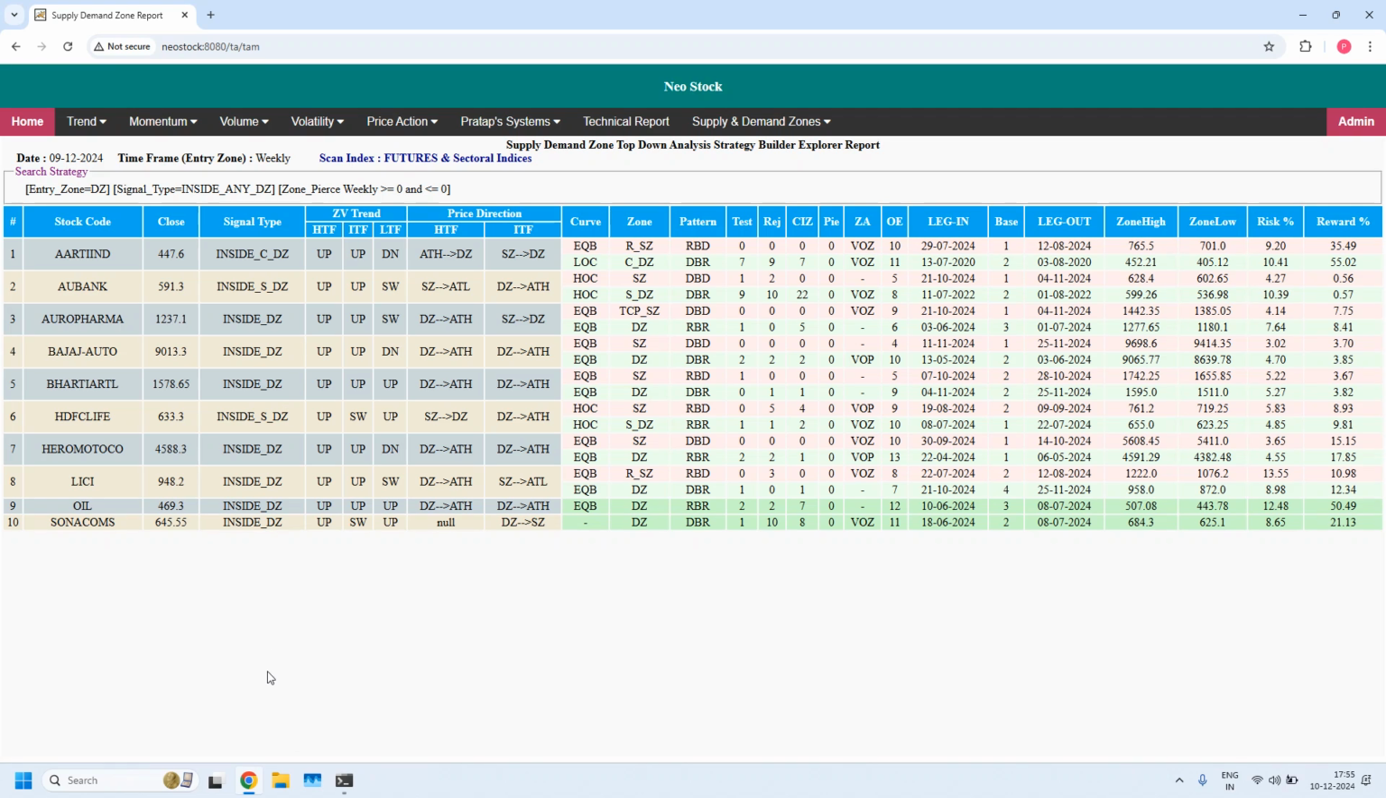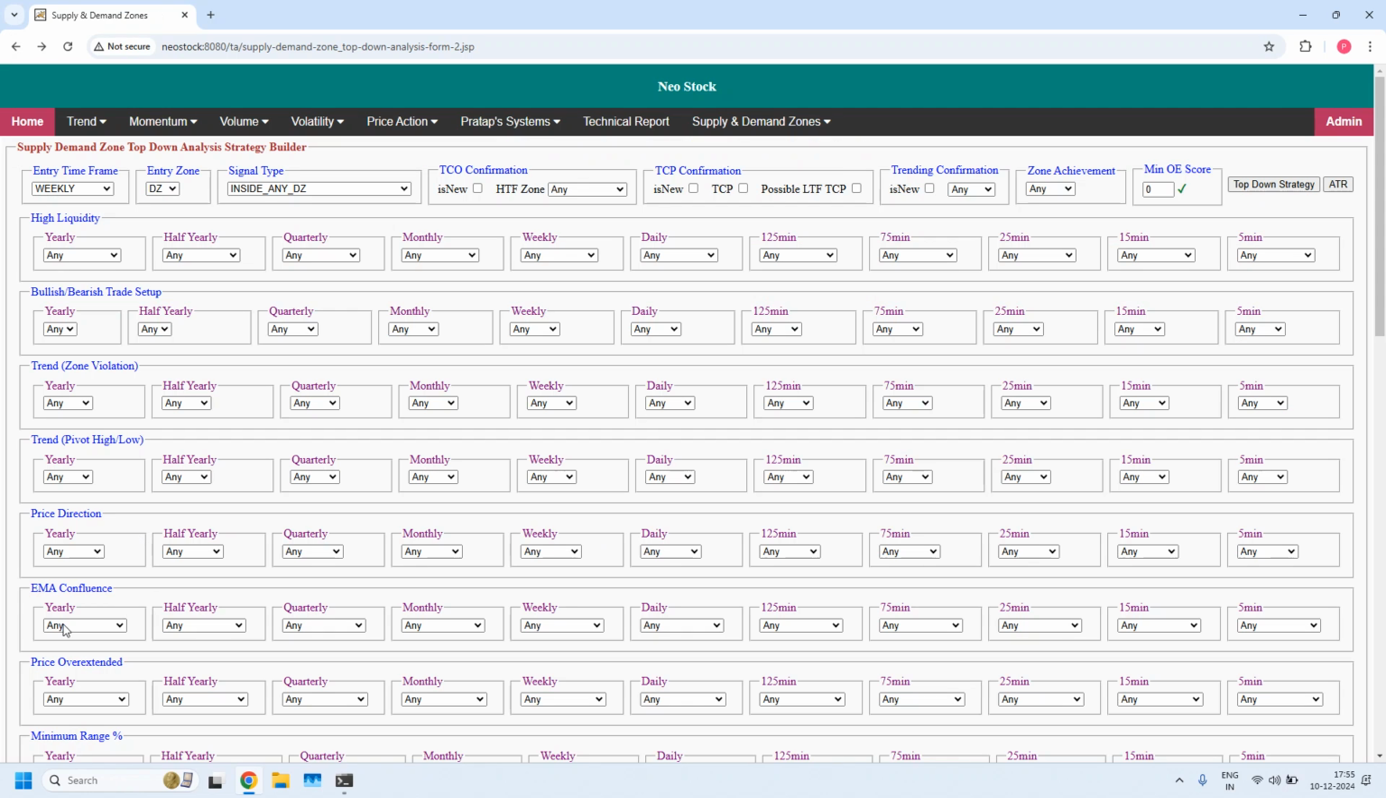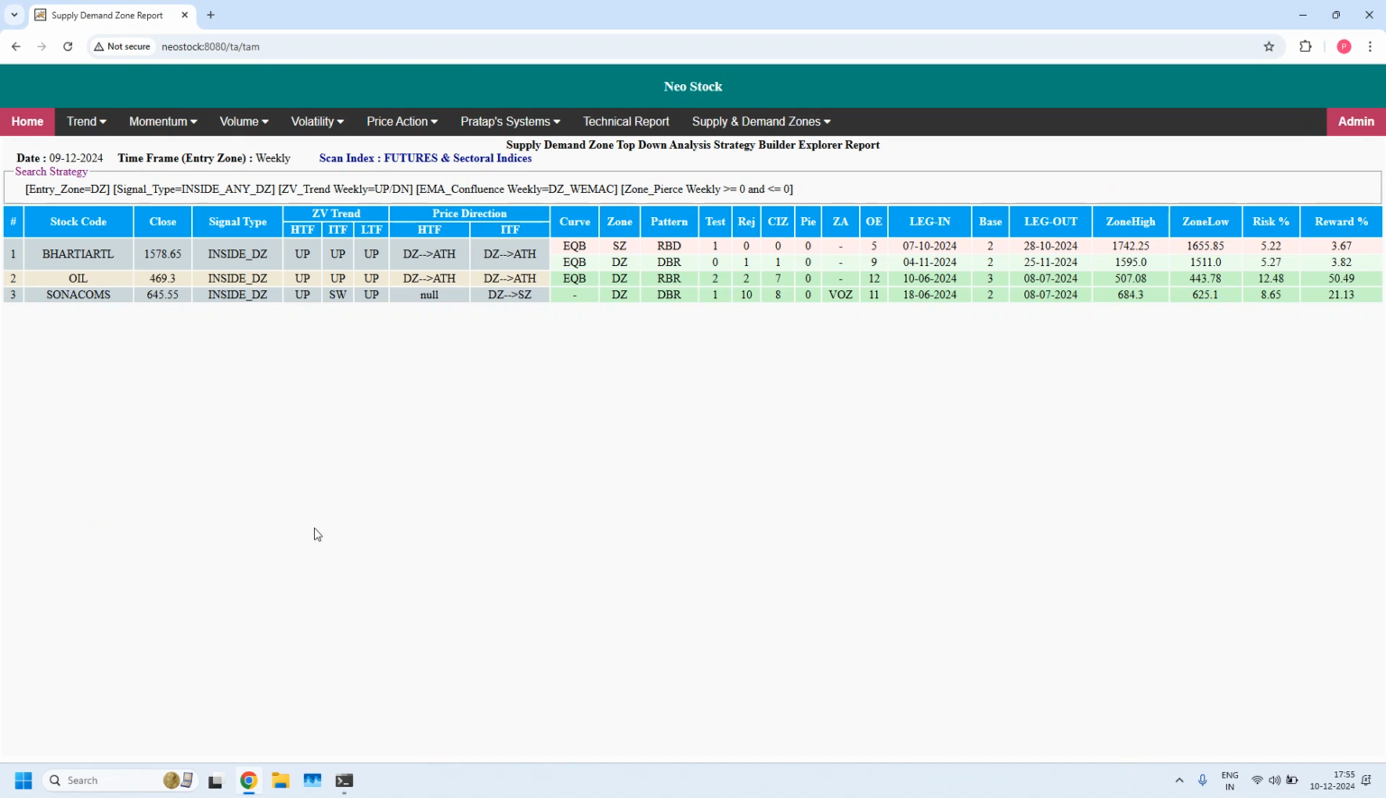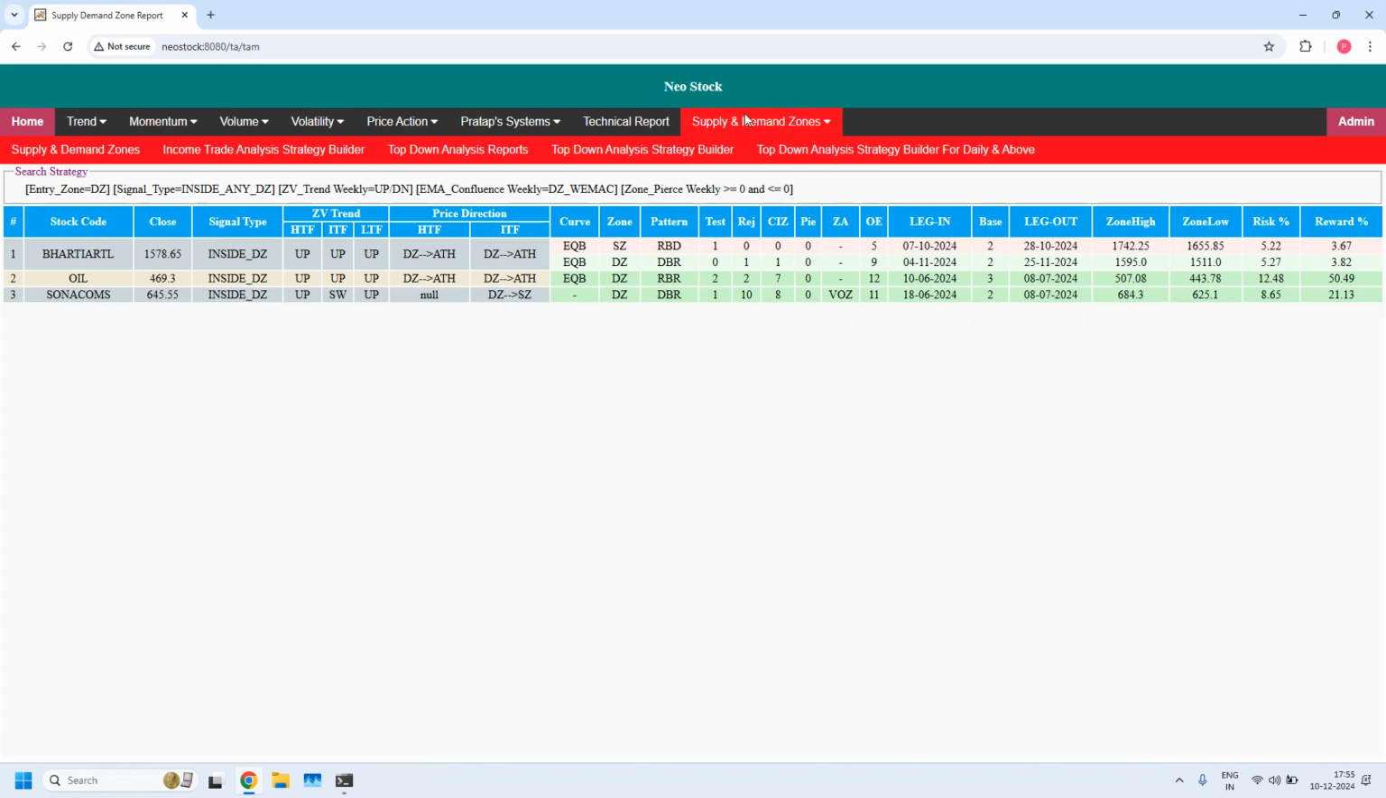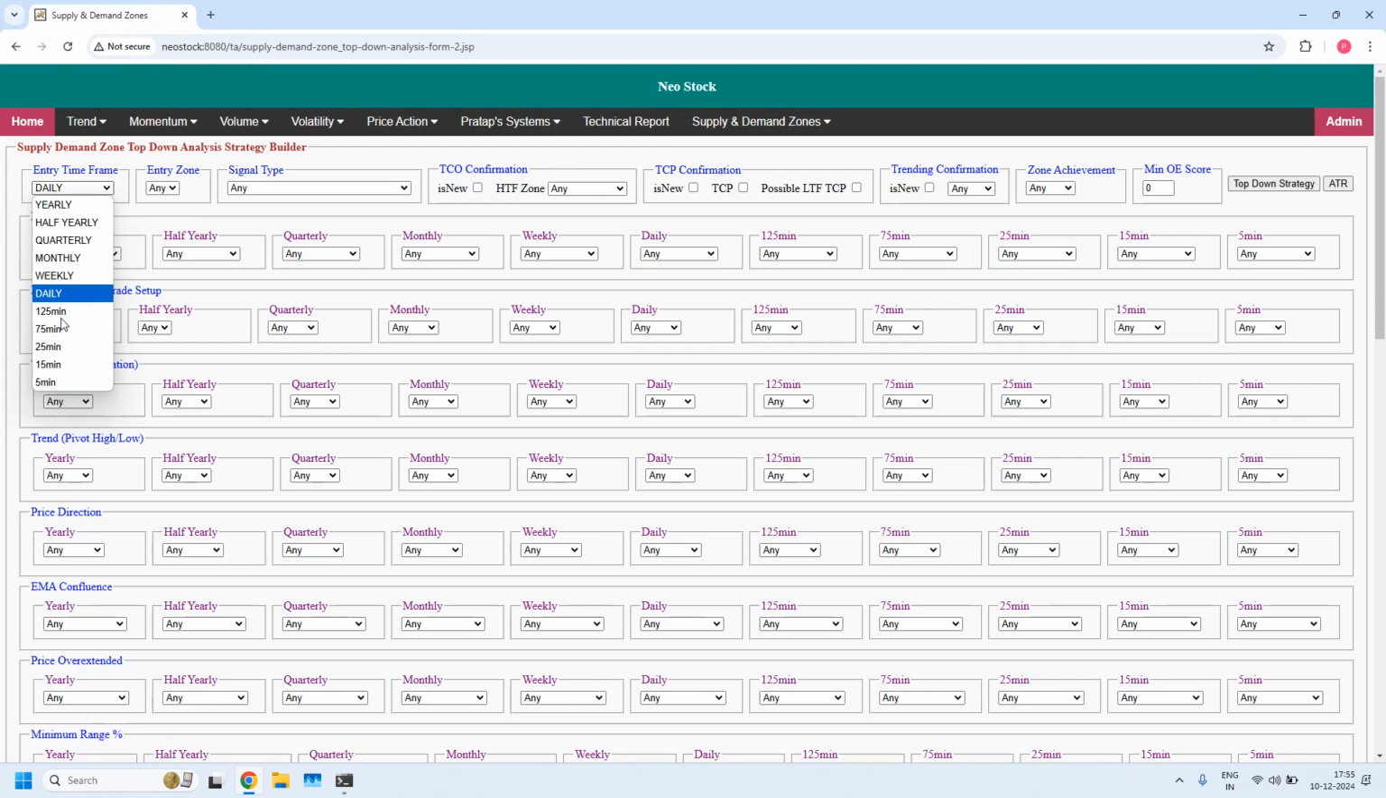Okay, among these 10 weekly demand zones, a few can be high probability setup supported demand zones. Let's filter them based on EMA Confluence. So weekly time frame, weekly demand zones having weekly EMA Confluence, and trend should be either up or down but not sideways. We got 3 stocks. Okay, next weekly time frame.